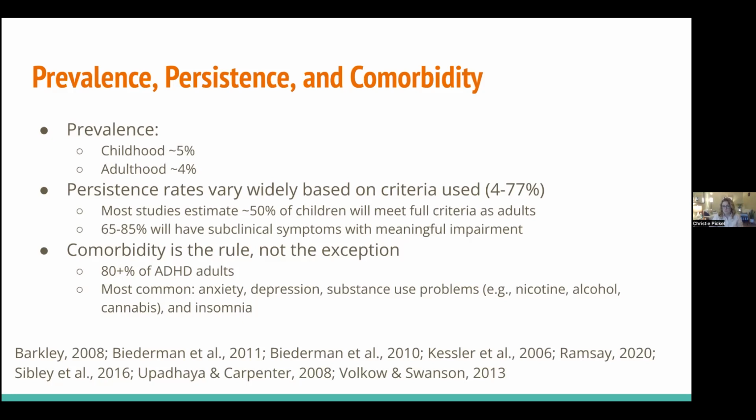Like many disorders, comorbidity is the rule, not the exception. Studies show upwards of 80% of adults with ADHD will meet criteria for another psychological disorder. The most common are anxiety disorders, depression, substance use problems, especially nicotine, alcohol, cannabis, and insomnia or sleep problems. Somewhere between 30 and 50% of adults with ADHD have significant problems with sleep, so it's a really big area of concern.